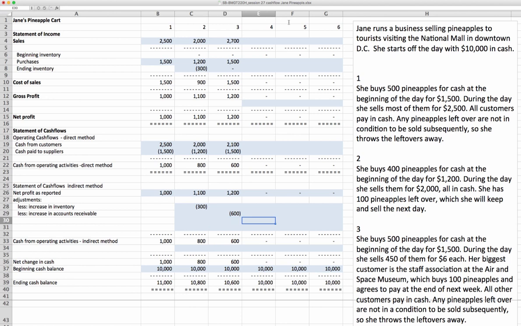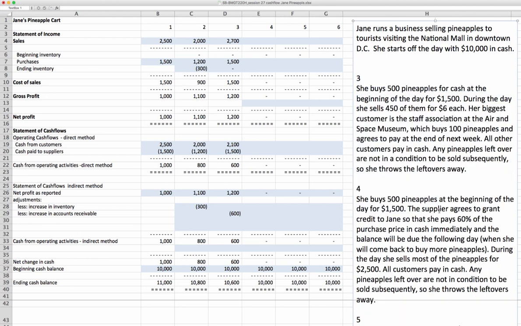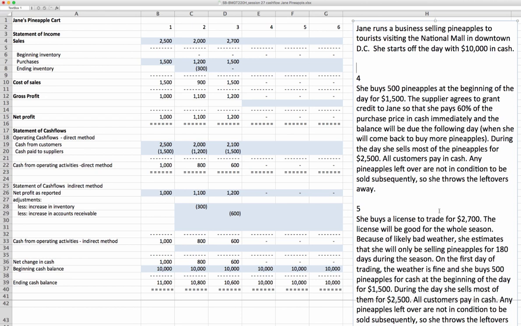The third reason why there might be a difference between net profit and cash flows from operations is because of changes in accounts payable. And so in this fourth situation, we're told that she buys 500 pineapples at the beginning of the day for $1,500, and the supplier agrees to grant credit to Jane so that she pays 60% of the purchase price immediately in cash, and the balance will be due the following day when she comes back to buy more pineapples. During the day, she sells most of the pineapples for $2,500. All customers pay in cash. Any pineapples left over are not in a condition to be sold subsequently, and so she throws the leftovers away.